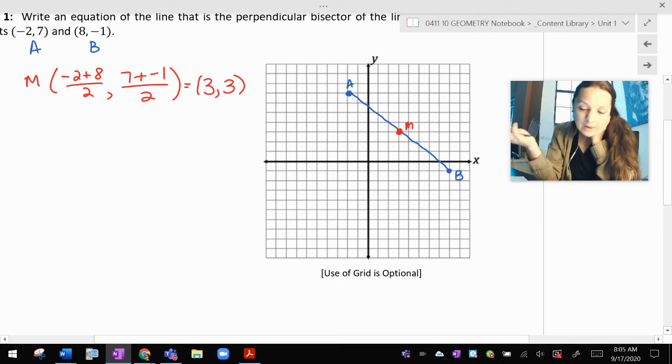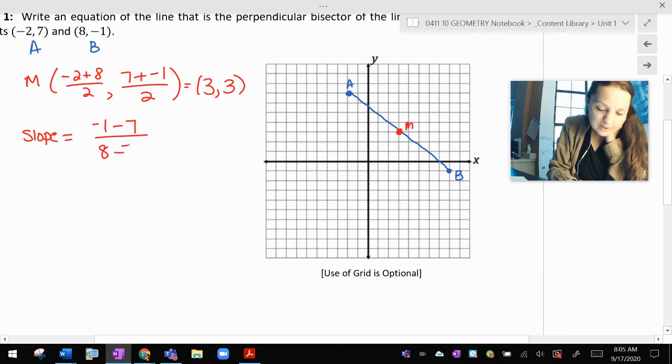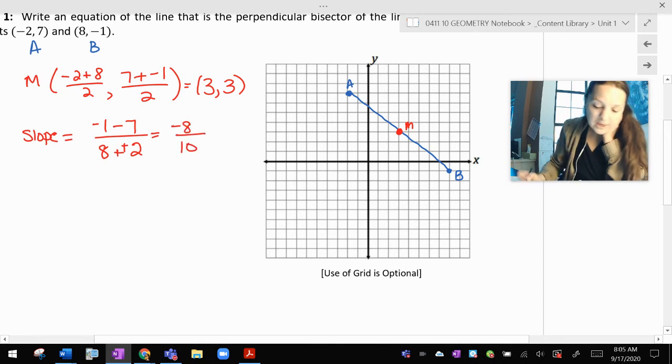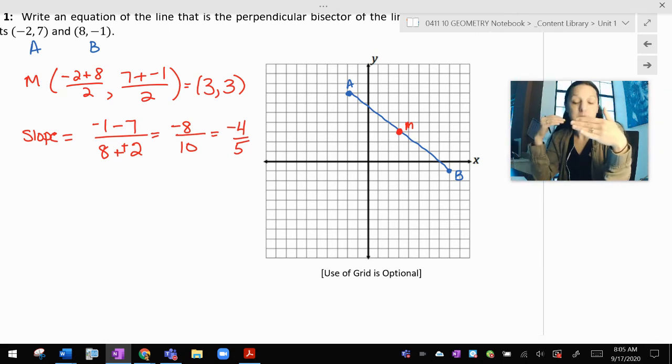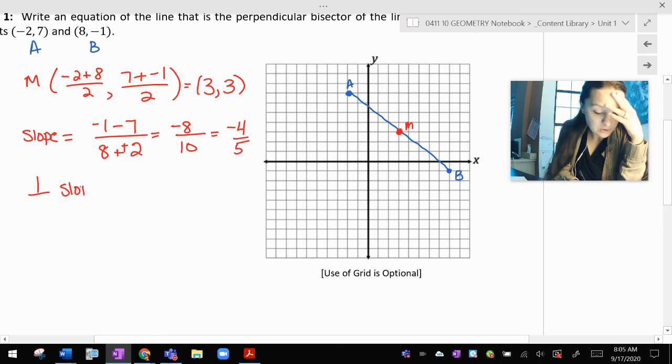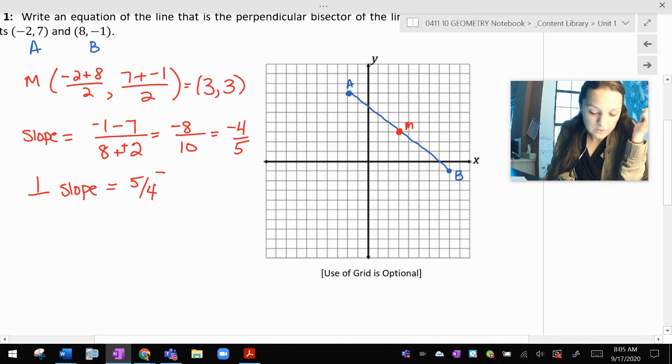So there's my M. I got my midpoint. Yay! Now I need my slope. Slope is y2 minus y1 over x2 minus x1, which is really plus. So -1 minus 7 is -8, and 8 plus 2 is 10. So my slope is -8/10, which reduces to -4/5. My original slope is -4/5. That means my perpendicular slope is going to be the opposite reciprocal, which is 5/4.